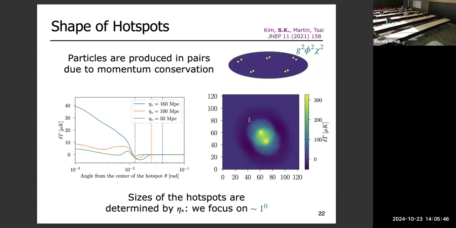So this is, for example, what happens if eta star is some number, let's say 160 megaparsec, and then two more choices. And you see the angular profiles are a bit different. This difference entirely comes in because the modes associated with these eta stars re-enter the horizon at slightly different times. So the subhorizon evolution is a bit different. But roughly speaking, they have roughly the same feature, which is that as you move from the center, you have a falling spectrum.